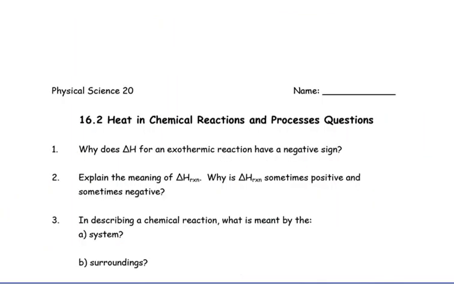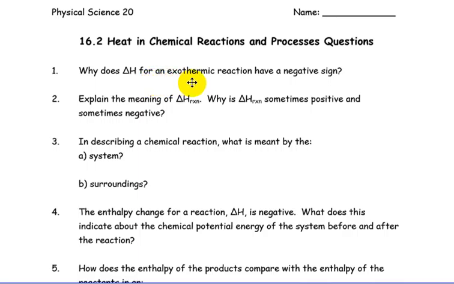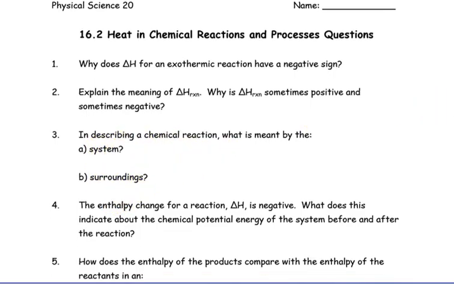I have a few questions here. I had an assignment I'd like you to look at. So why does delta H for an exothermic reaction have a negative sign? Explain what is meant by delta H reaction. Why is it sometimes positive? So why is it negative? In describing a chemical equation, what is meant by system? What is meant by surroundings?